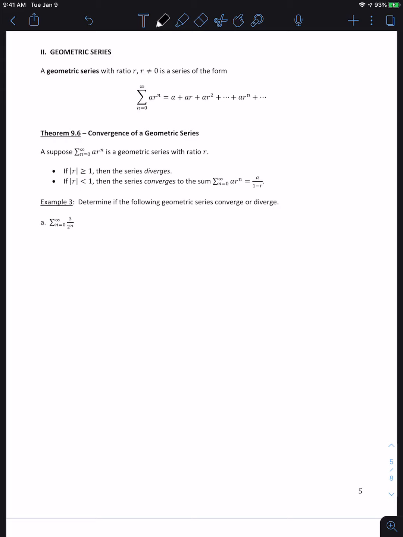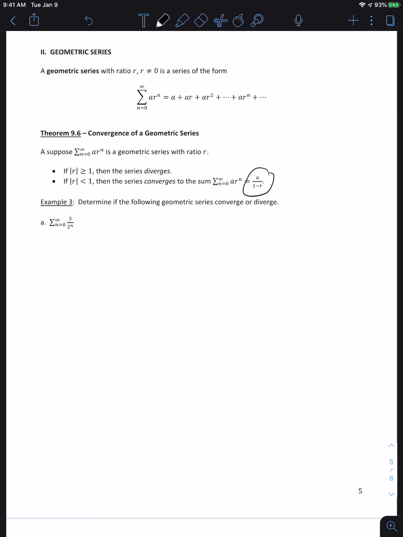Right, so that's a super special form of a series, and that's called a geometric series with ratio r. Again, r is the part that's being taken to the nth power. a is the coefficient. Okay, so we have theorem 9.6, which easily allows us to determine whether a geometric series converges or diverges. If we have a geometric series with ratio r, we know that if the absolute value of r is greater than or equal to 1, then the series diverges. And if the absolute value of the ratio r is less than 1, then the series converges. And even better, we know exactly what it converges to: a over 1 minus r.